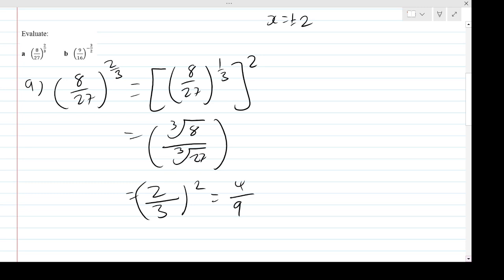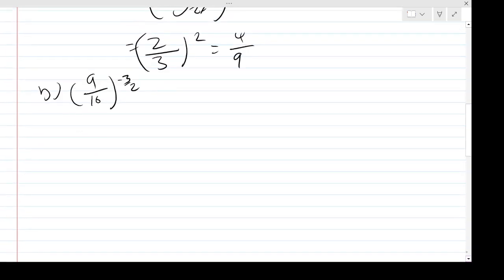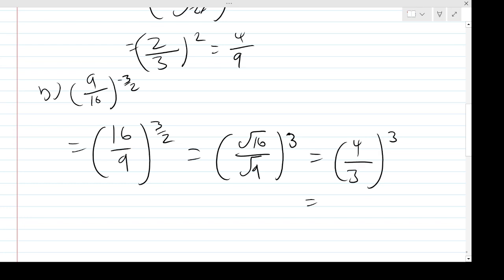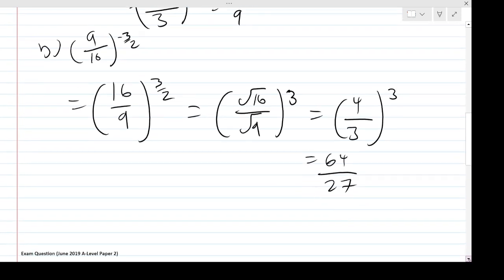Okay, part B, we have 9 over 16 to the power of minus 3 over 2. Now in this case we have a negative first, so we need to flip it because the negative is a reciprocal. So flip the fraction to 16 over 9, then that's the power positive 3 over 2. Then we can firstly root both sides because it's over 2. So if we root both sides, root 16 over root 9, to the power of 3. Calculate the roots: root 16 is 4, root 9 is 3. Then to the power of 3, we cube both top and bottom. So 4 cubed is 64 and 3 cubed is 27. And that is my final answer.